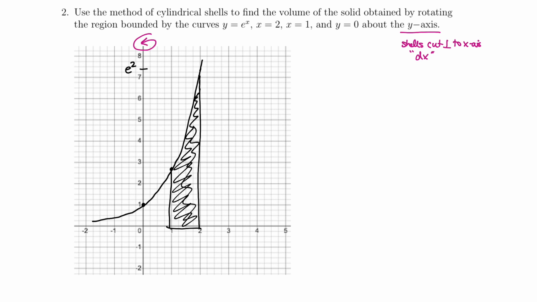You guys shade that region in like I have. e to the x, that exponential function that goes upward. x equals 1, x equals 2, vertical lines. y equals 0, horizontal line. You're sending it around the y-axis. So you're getting this shape. Right? We have this shape.